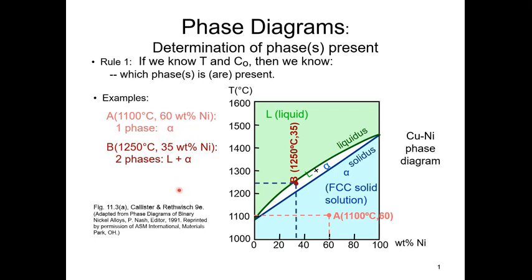Okay, what if you have 35% of nickel? So it will be somewhere here, 35% of nickel. At which temperature? At this temperature. So temperature sini. So how many phases can you observe here? So this is in between the liquidus and solidus line. So it means that you will see two phases, which is a liquid phase and as well as the solid phase or the alpha. Okay.